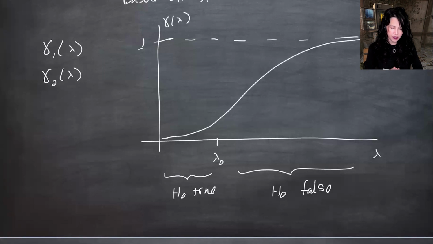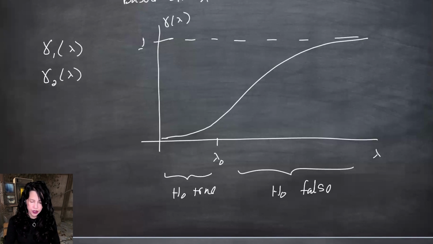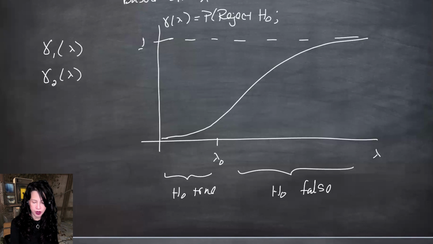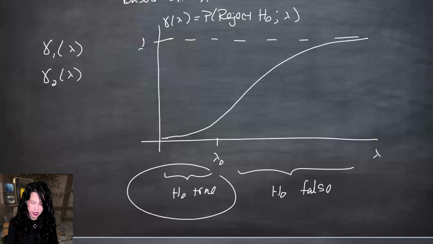It does not have to be increasing. I'm going to draw another example in a moment. In this picture, the alpha is the maximum probability of rejecting the null hypothesis when it's true. This power function is the probability you reject the null hypothesis when the parameter is lambda. So if you look at the lambdas for which the null hypothesis is true, in this picture, you're looking over here, the maximum occurs right here. So this would be alpha.